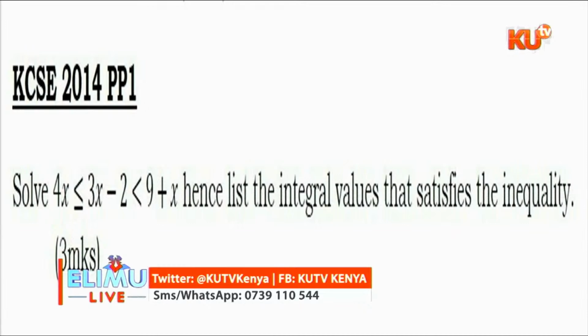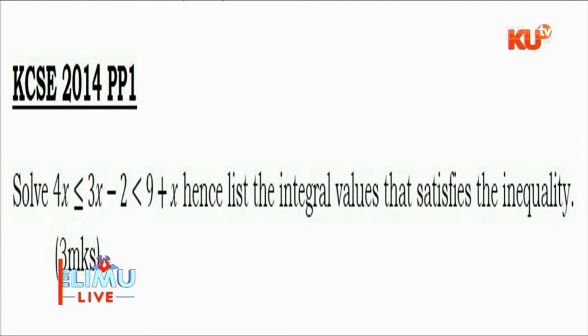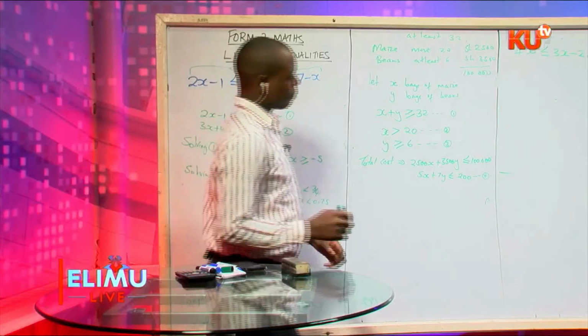The next question, that is in 2014. In 2014, students were asked to solve the inequality, which is 4x less than or equal to 3x minus 2 less than 9 plus x. Then they were to list the integral values of x. So that is for 2014. So let's solve together.